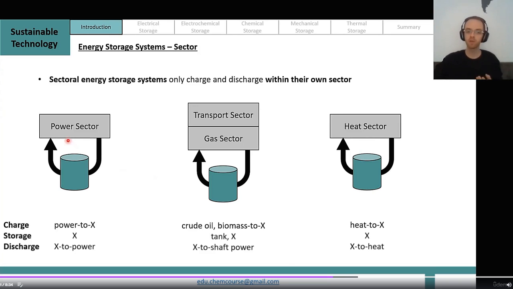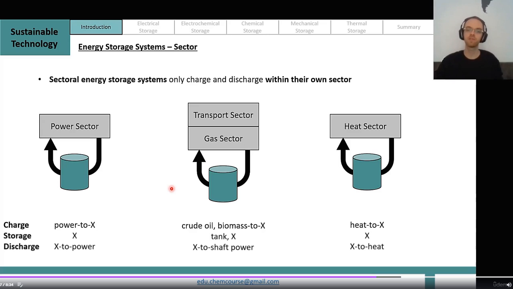So looking at the power sector, so for example, a nuclear power plant or a hydro facility, we are converting power to some other kind of storage. So this process would be called power to X. We store this X, and then in a consecutive process, we discharge it by getting power back from this X. So the key thing to take away here is that you convert power to some storage, and then you get power back exactly from the storage. So from power, you get power.